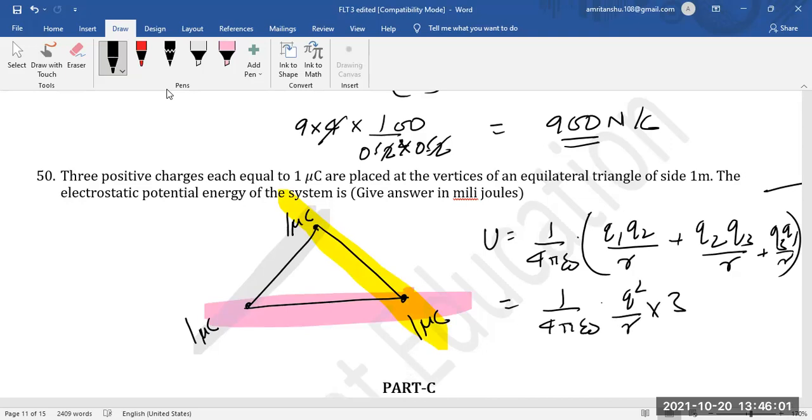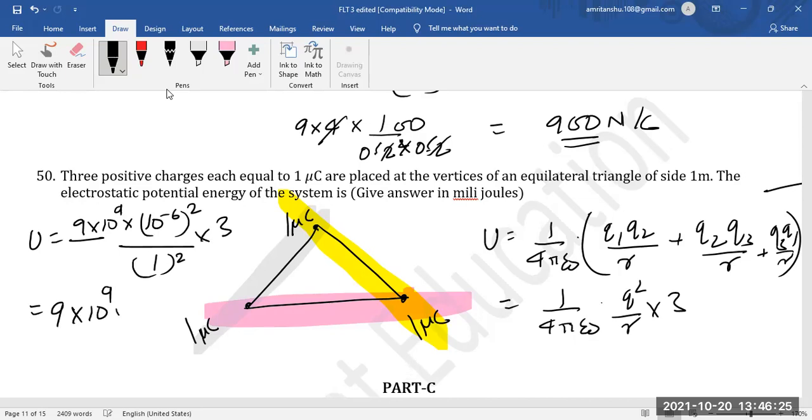When I put all the values over here, I get 1 upon 9 into 10 raised to 9, Q is same, so that is 10 raised to minus 6 whole square, upon R. The distance is 1 meter, so 1 square into 3. So this goes to be 9 into 10 raised to 9, 10 raised to minus 12 into 3. So this is 27 into 10 raised to minus 3 joules. Because we want to answer in millijoules, it will be 27. So 27 will be the answer for this.